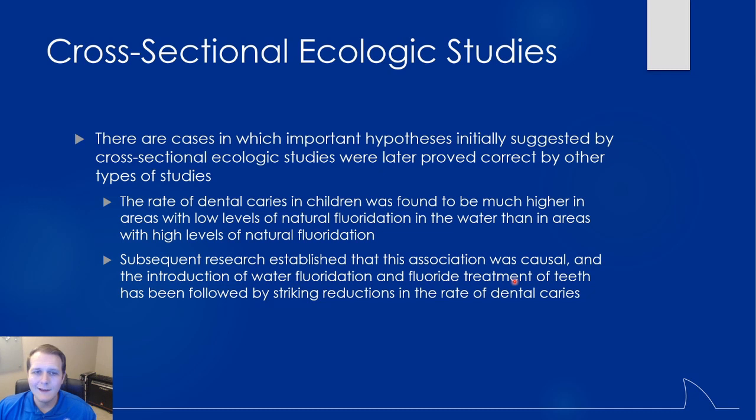You'll find that there are cases in which important hypotheses initially suggested by a cross-sectional study are then later proved correct. So for instance, looking at rate of dental caries in children was found to be a lot higher in areas with low levels of natural fluoridation in the water than areas with high levels of natural fluoridation. So again, they found that there was an association there, but then they did subsequent research that actually bore that relationship out and found that, okay, by treating our water with fluoride, you can actually decrease the rate of dental caries.